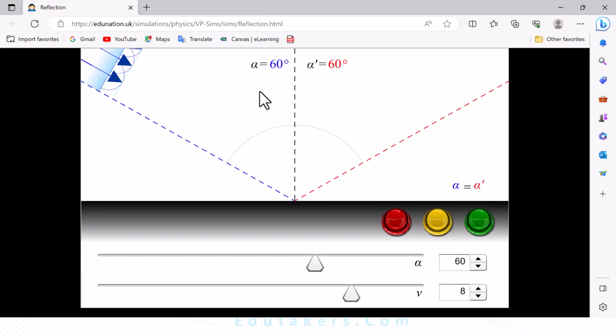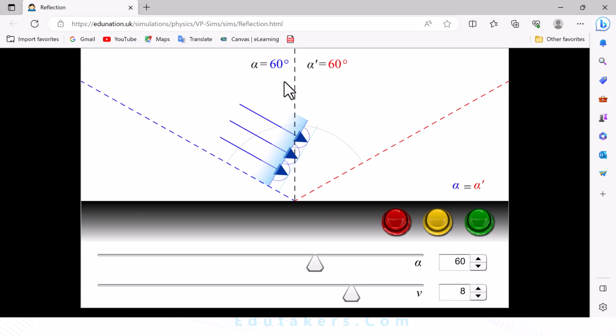The alpha angle is basically the angle of incidence, that the incident ray makes with the normal line. Basically the incident ray is shown by the dotted blue line, while the normal is the black dotted line. The reflected wave is the red dotted line. So the angle of incidence is shown by alpha, which is 60 degrees. This angle is made between the incident ray and the normal line. Alpha prime is the angle of reflection, the angle that the reflected ray makes with the normal line.